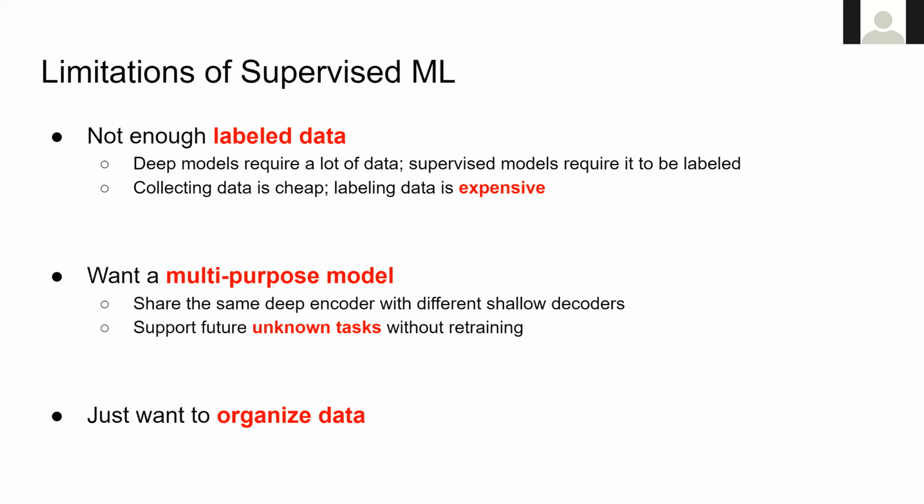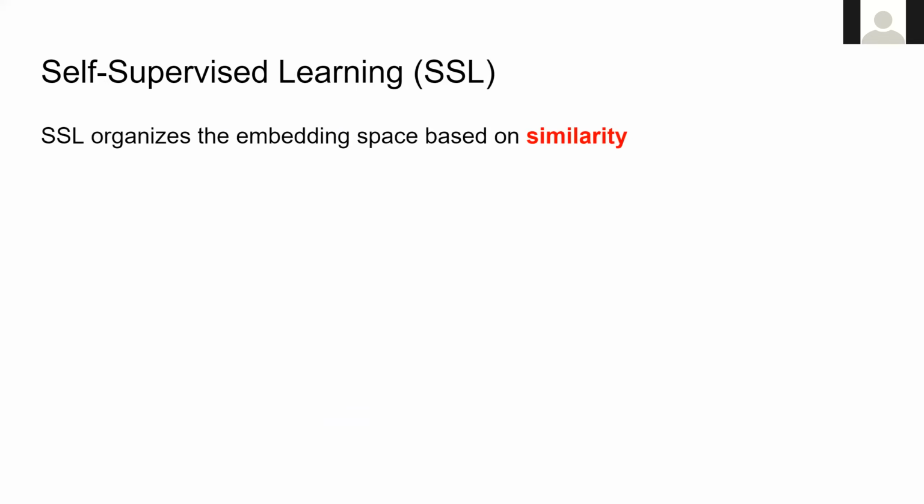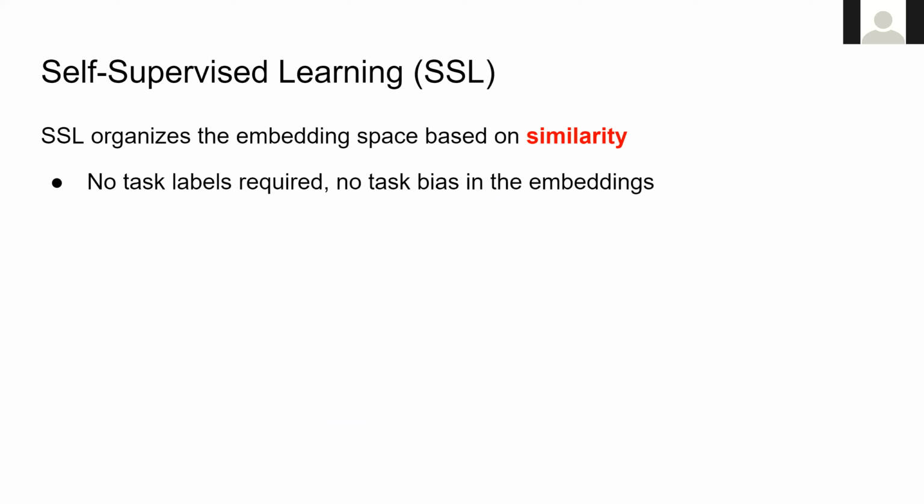And so in these cases, we can't really use supervised machine learning. And this is basically where self-supervised learning comes to the rescue. So in self-supervised learning, what we do is that we try to organize that embedding space based on the similarity of our input data points. So we do this without requiring any task-specific labels, and we do this without inserting any task-specific bias in the way we organize the data. So the data will not just split based on cat or dog, for example, but over multiple dimensions, we could see other kinds of splits.